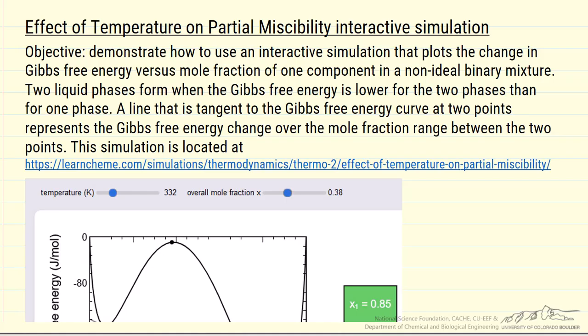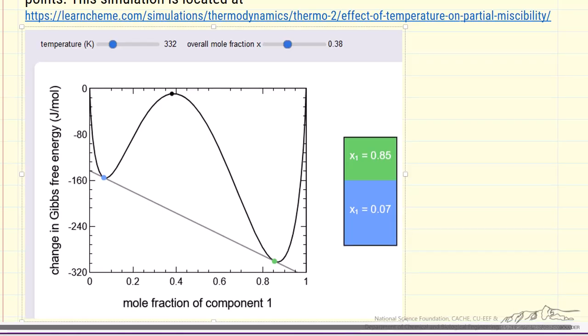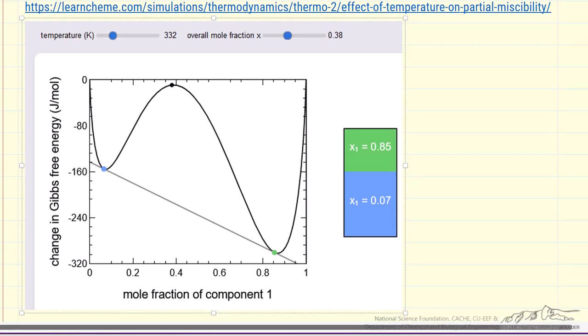I'm going to briefly describe an interactive simulation. This plots the Gibbs free energy versus mole fraction for a binary mixture. And the idea is that we can have one or two phases present depending on the Gibbs free energy value. So the simulation is located at the link given here on the LearnChemE site.